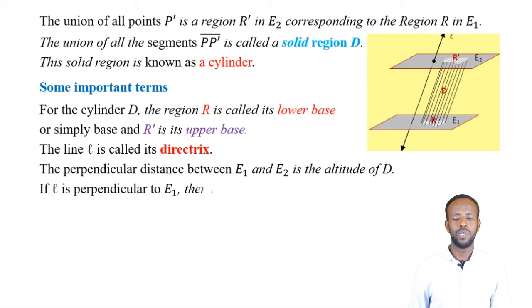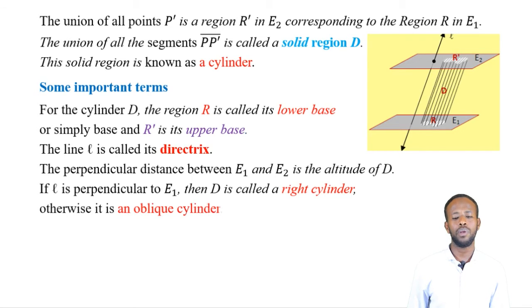Okay, if L is perpendicular to E1, then D is called right cylinder. So we have learned now what we call right cylinder. How can we know whether the cylinder is right or not? We can look only at the directrix, the line L that joins the two planes. When we look at it, if it is perpendicular, then we will say it is a right cylinder. Otherwise, it is an oblique cylinder.